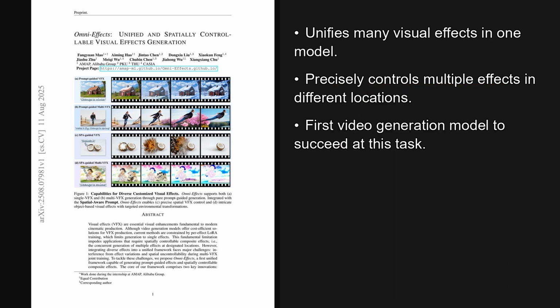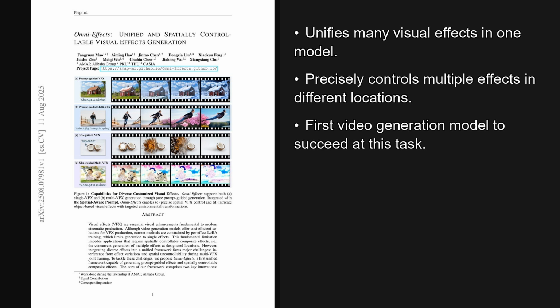I'm Alex. Today we're looking at a paper from the Hugging Face trending list, published on August 11th, 2025, so just yesterday. This paper introduces a framework that can generate multiple, complex visual effects in a single video and control exactly where those effects appear, a major challenge for current models. The paper is titled Omni-Effects, Unified and Spatially Controllable Visual Effects Generation, and the visual results of applying multiple effects at once are really quite striking.